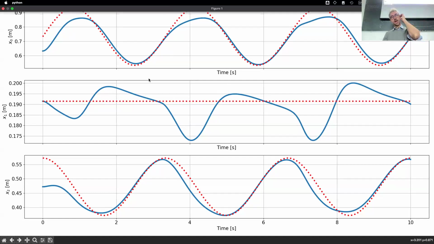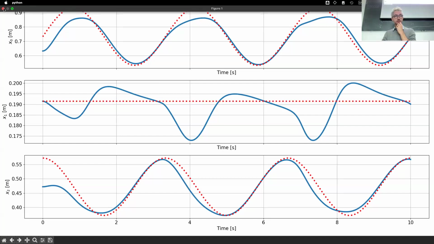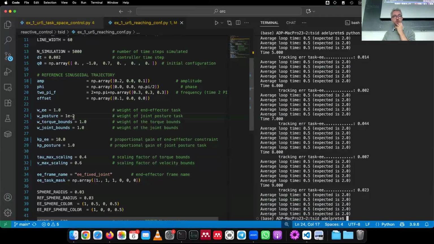So if you have taken another class on robotics, and you've studied methods for doing Cartesian space control with the Jacobian pseudo-inverse, you can think of the weight that we are using here for the postural task as having an effect that is very similar to the damping of the pseudo-inverse, if you know what that is.